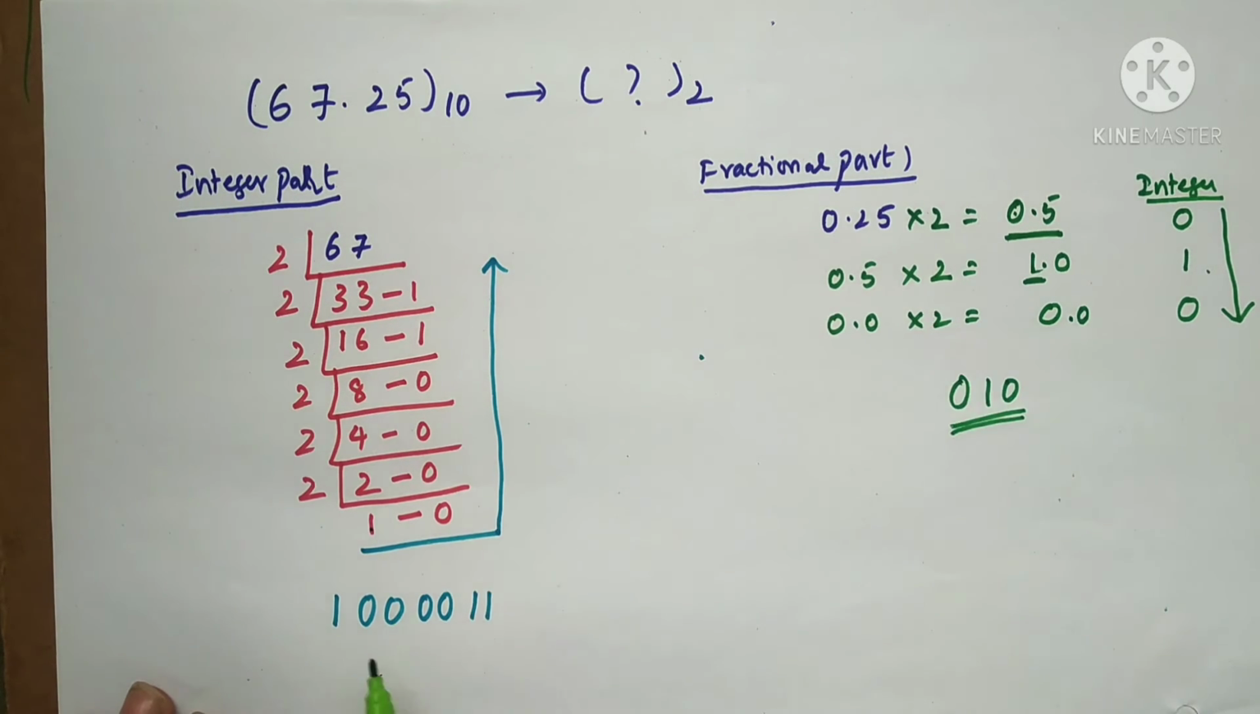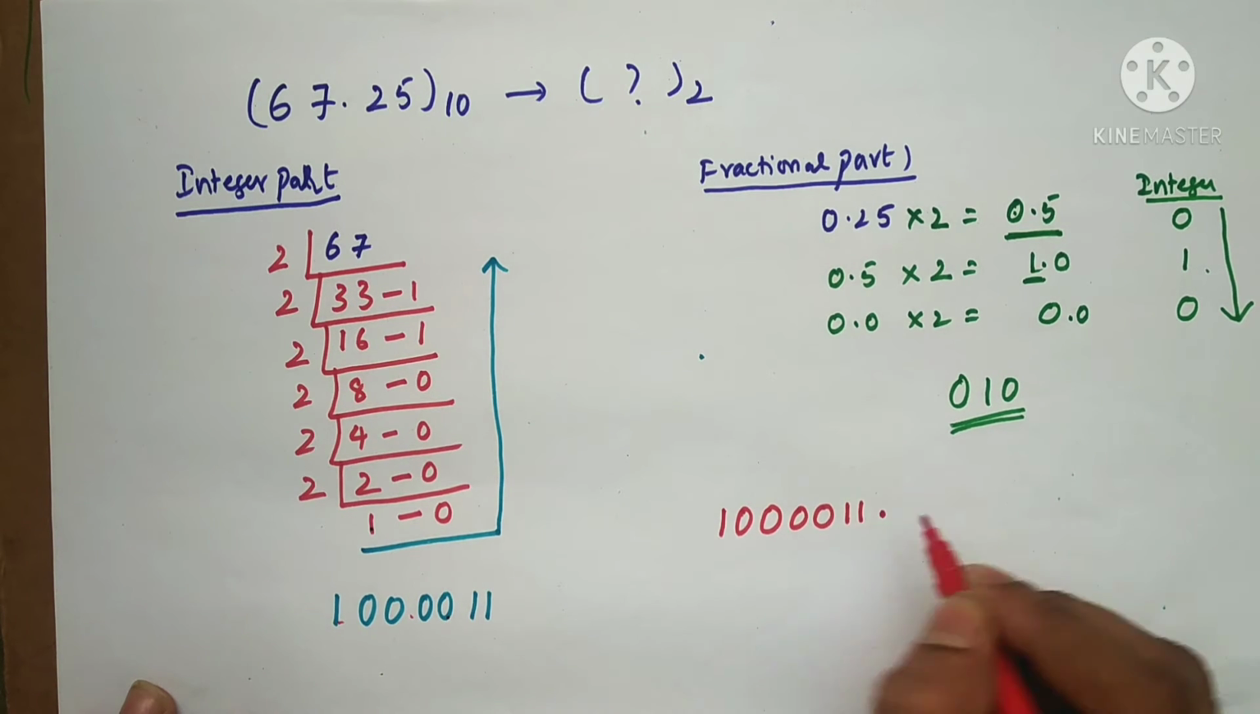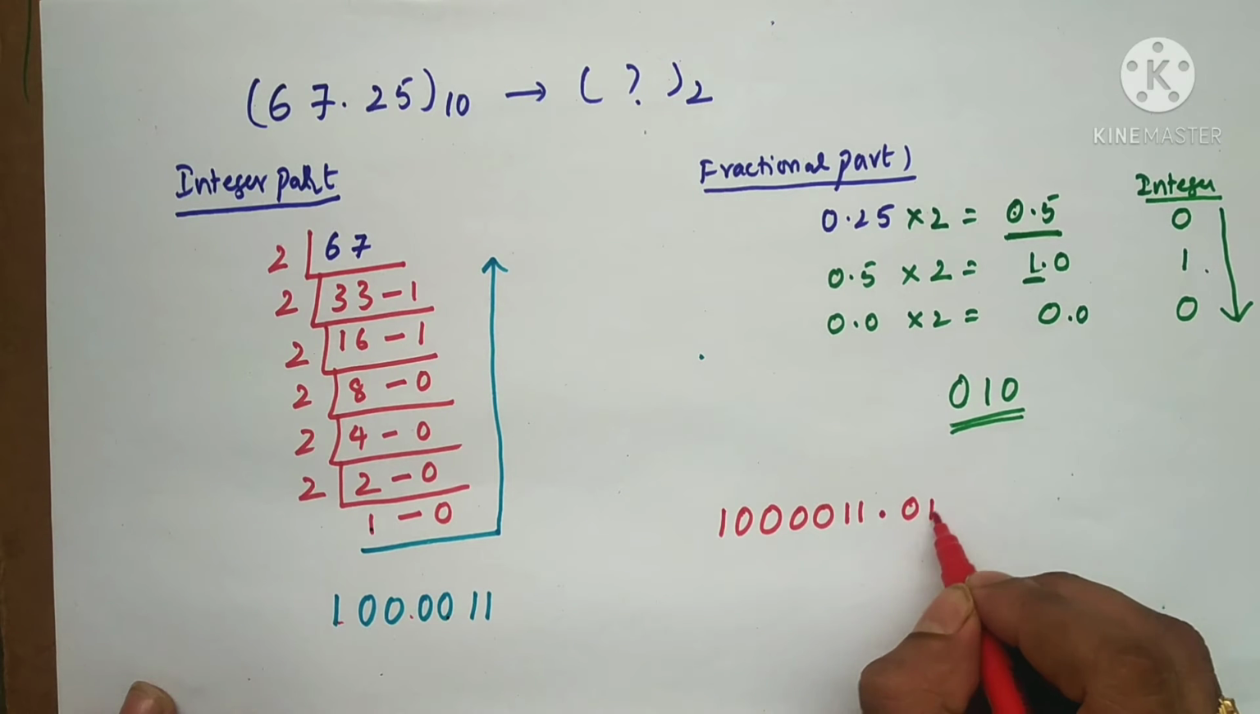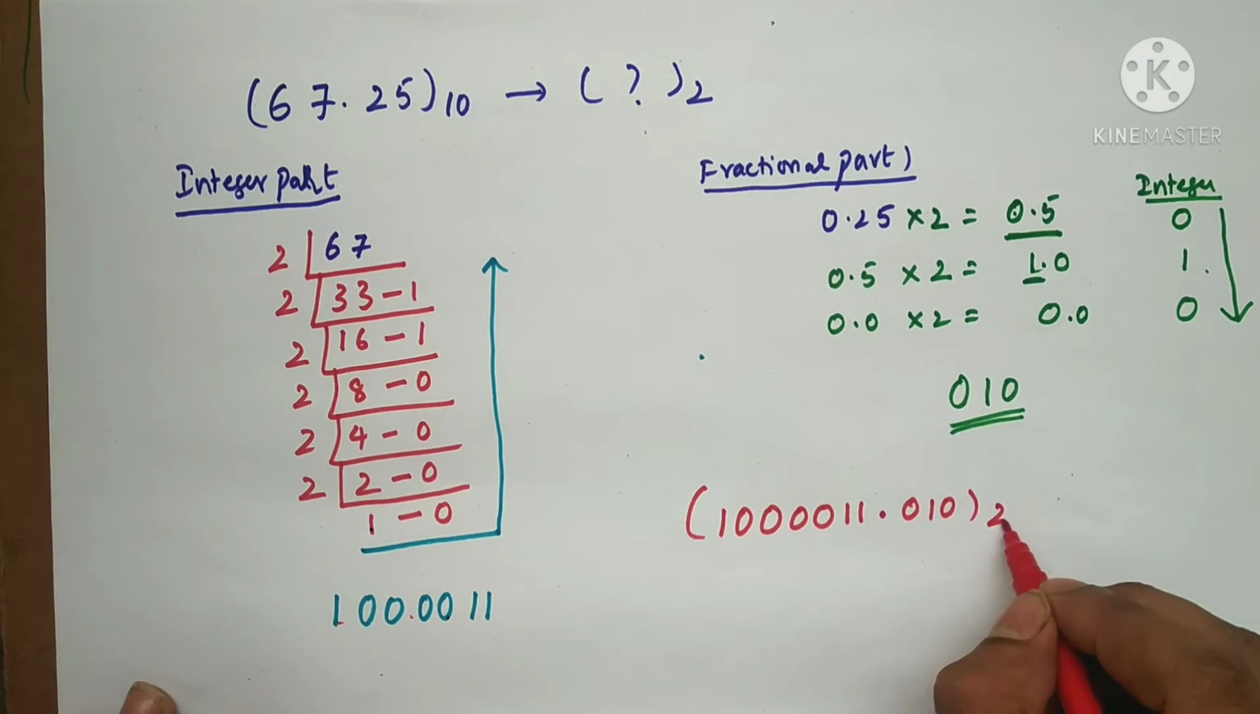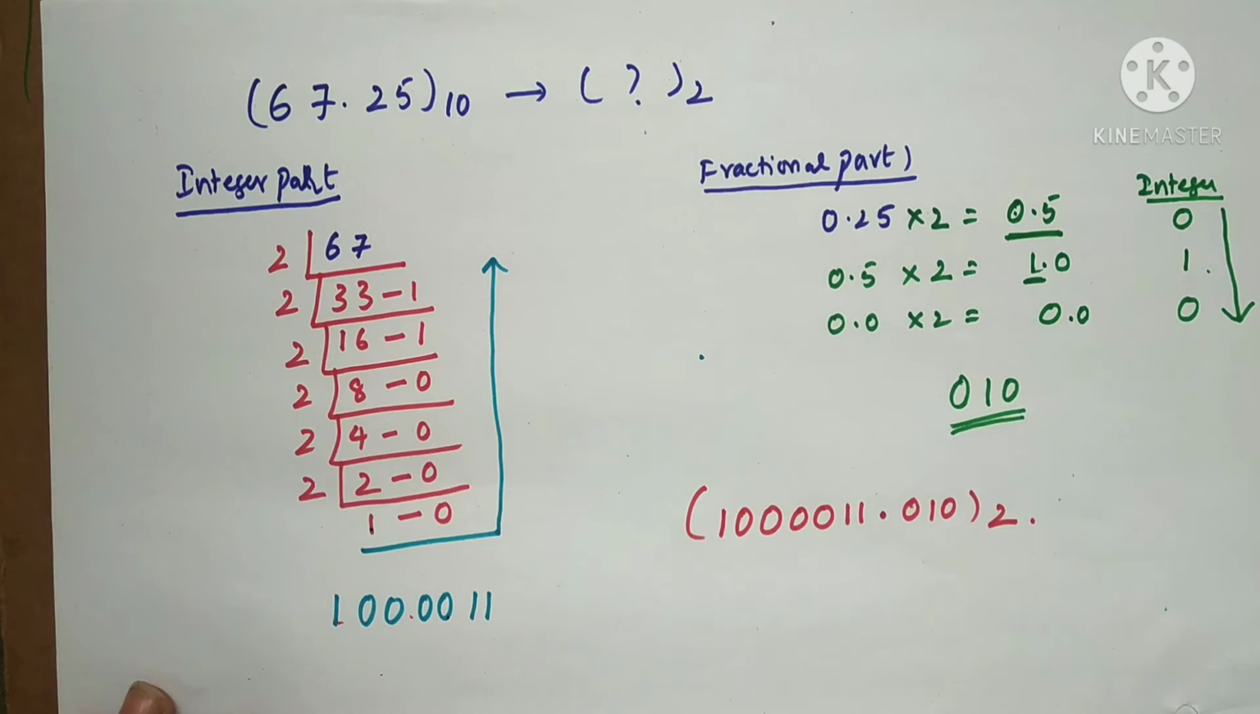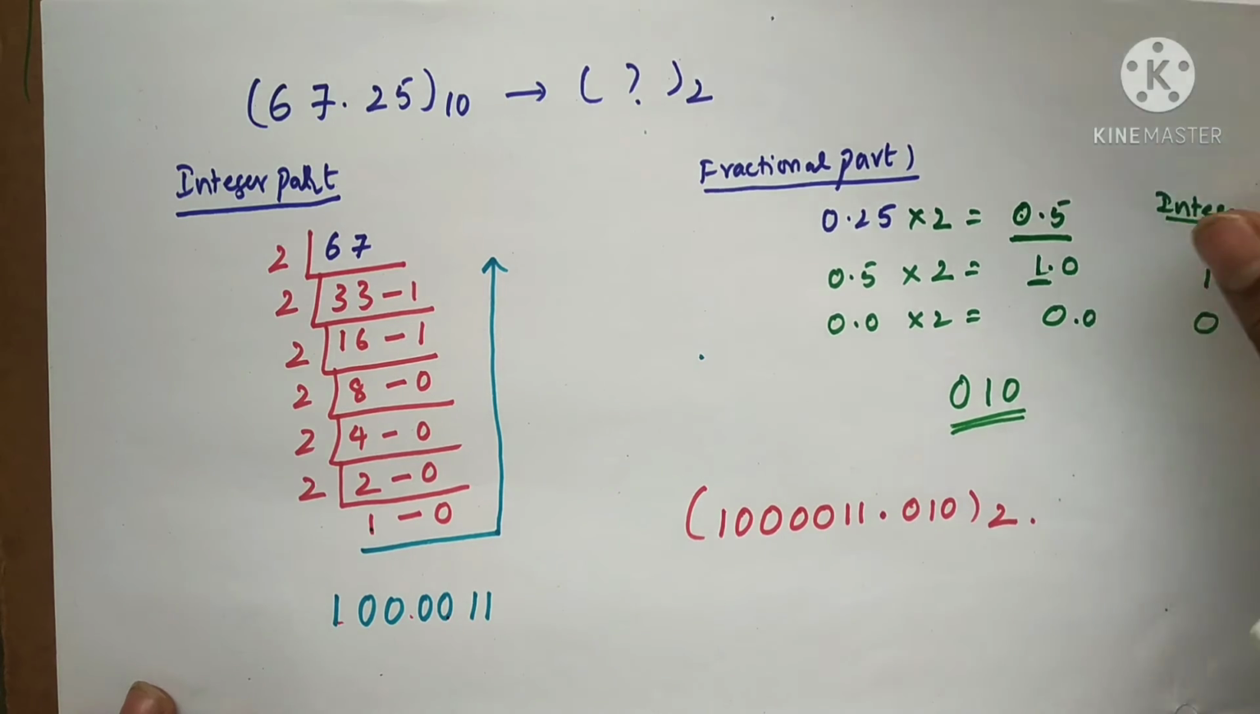So combining, the answer is 1 0 0 0 0 1 1.010. Okay, this is the answer. Let us take another example.